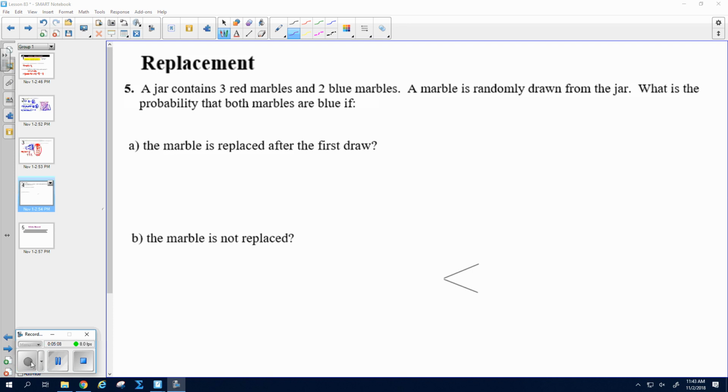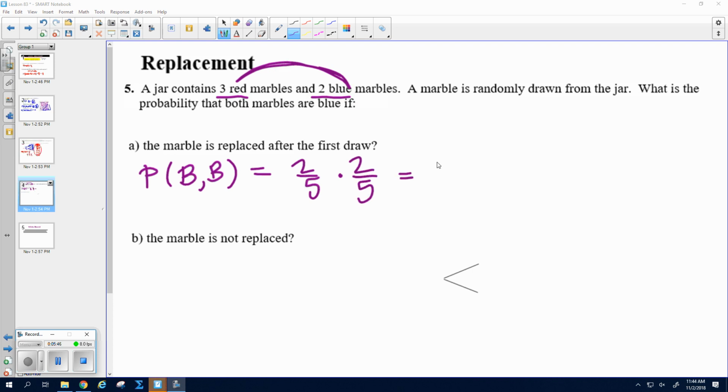Alright, here we go. A jar contains 3 red marbles and 2 blue marbles. A marble is drawn randomly from the jar. What's the probability that both marbles are blue if the marble is replaced after the first draw? So we're looking for the probability of getting a blue and a blue. So we've got 3 reds and 2 blues. And again, this part A, we're replacing it. So what's the probability of drawing a blue right here? It's 2 out of 5 total. And if we replace it, now I want to get a blue again, then it's still 2 out of 5. So I get 4 out of 25 for the probability of getting a blue and a blue.